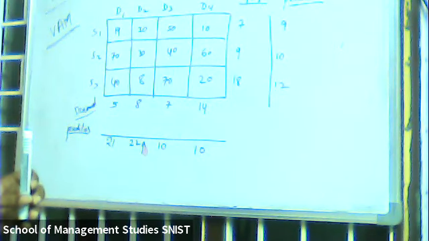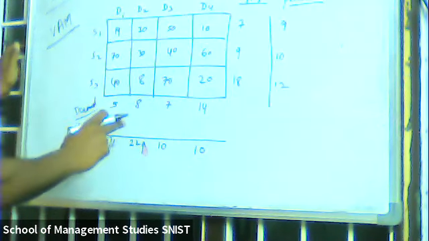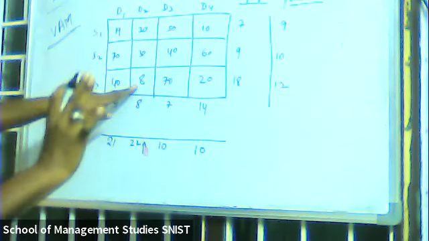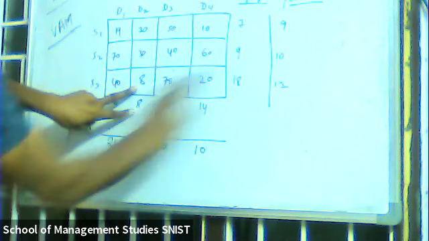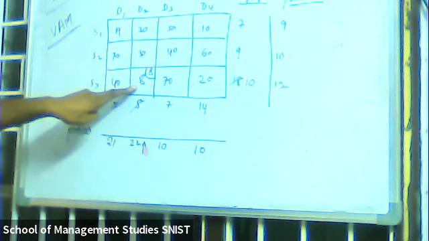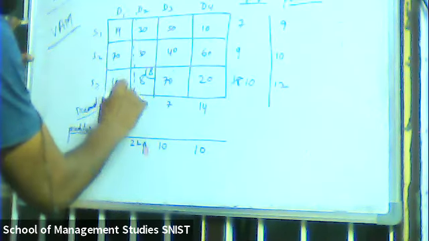Do you have any questions? Now, see D2, right? Under D2, now 30, 38, which one is the minimum? 8. Same procedure. 8 is the minimum. Now I'm checking demand and supply. Which one is the minimum? 8. Allocate 8 here and it becomes 10, 0. This will become 0. So this is cancelled.